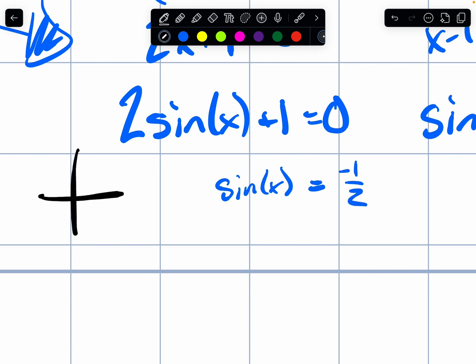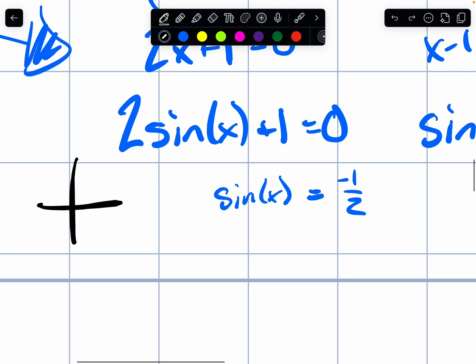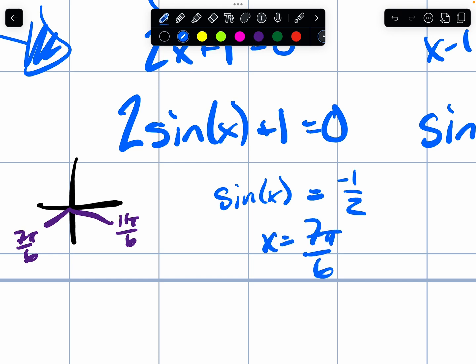So when I think about my unit circle, I have to think about when my y value is negative 1/2. So I know that's going to happen at these more shallow angles because I'm going down a small amount. And the shallow ones are always the pi over 6s. So 11 pi over 6 and 7 pi over 6 is my answer here. So x is equal to 7 pi over 6 and 11 pi over 6.